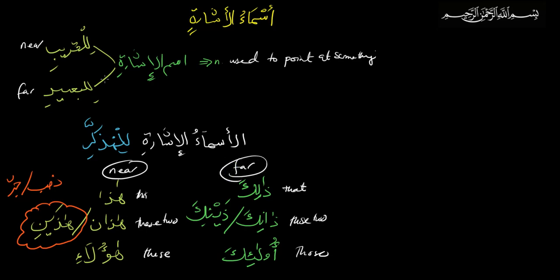So الأسماء الإشارة للمذكر: هذا، هذان، هذين، هؤلاء. هذين is for نصب and jar. هذا، هذان، هذين، هؤلاء. ذلك، ذانك، ذينك، أولئك. This is for الأسماء الإشارة للمذكر.